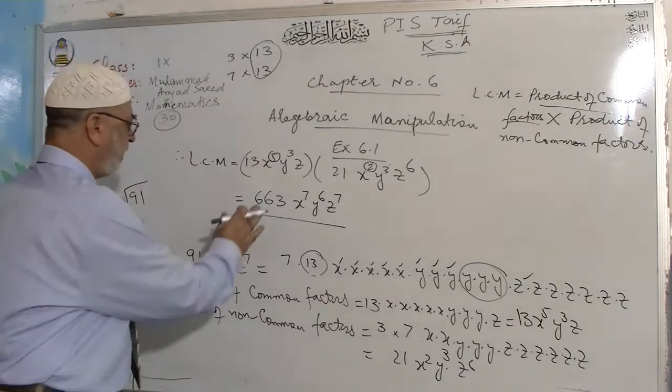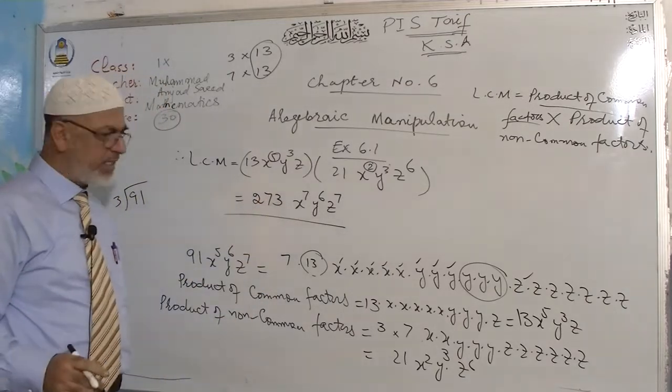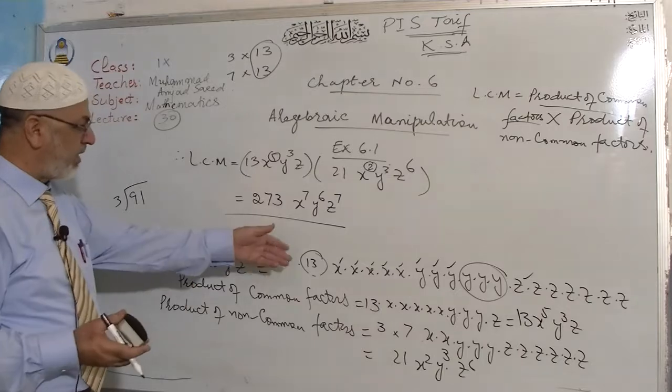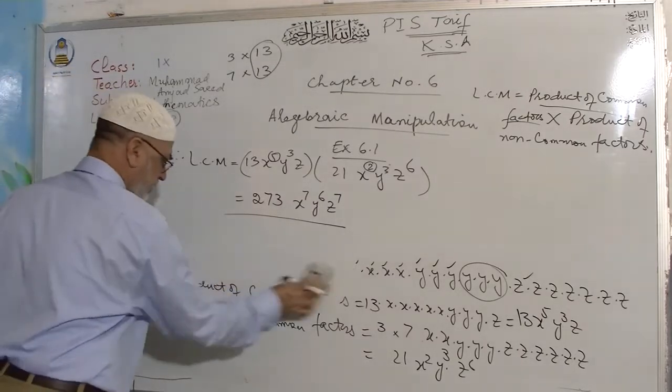Okay, 273. So this is 273, x7, y6 and z7. Sorry, my dear students, actually I wrongly wrote that, but now it is correct.